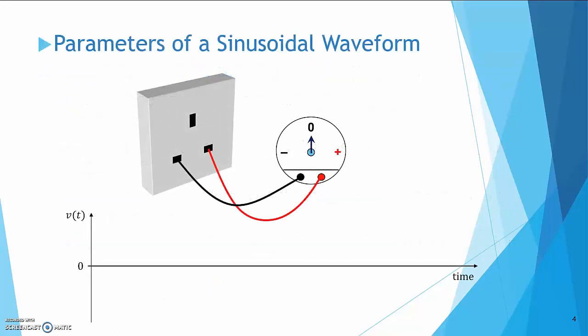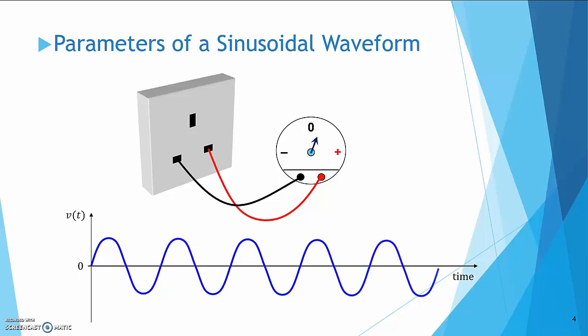If a power socket is connected to a voltmeter and the readings of the voltmeter are plotted out, you will see an alternating sinusoidal waveform. AC waveforms are sinusoidal waveforms.